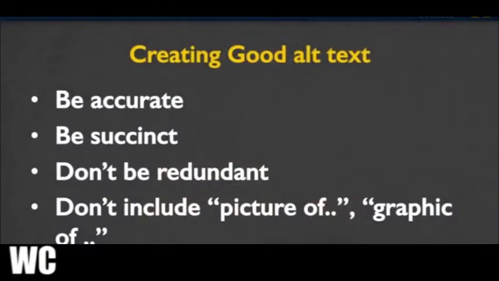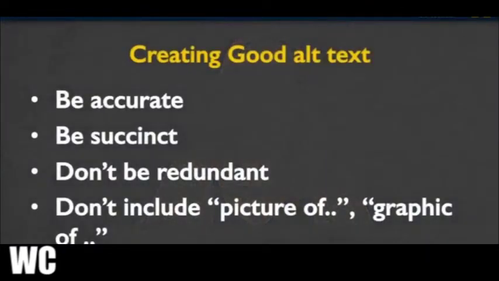So how do we create good alt text? There are really 4 things you want to look for right off the bat. You want to be extremely accurate. We want to be succinct. We don't want to be redundant. And we don't want to include titles like picture of or graphic of. So the first one, be accurate. It's pretty self-explanatory. Only put things that specifically define the image that you're looking at.